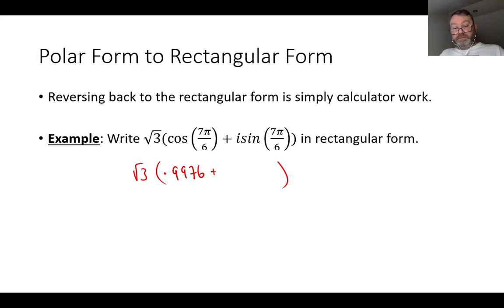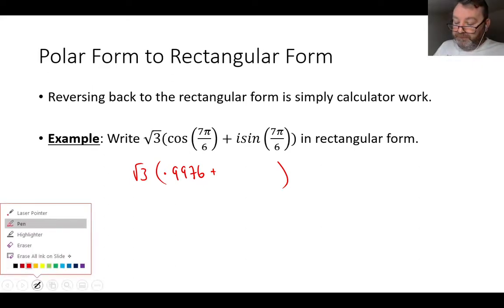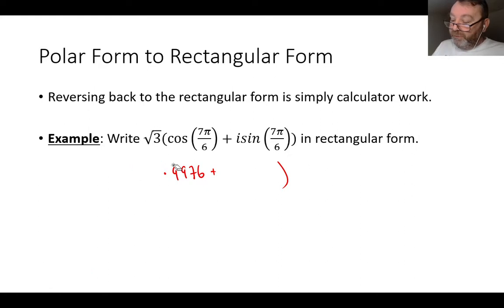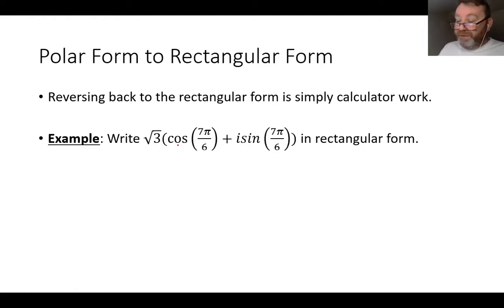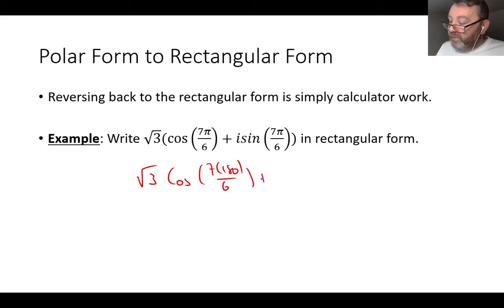Oops, sorry, apologies, my mistake. I forgot something, and I told you about this already. What have we got to do? We've got to turn the pi into 180. So first of all, you write this in terms of degrees. I knew there was something funny there. So that's going to be 7 times 180 over 6 plus i times the sine of 7 times 180 over 6. So you turn it into degrees first. You can't use radians on your calculator unless you change the mode.